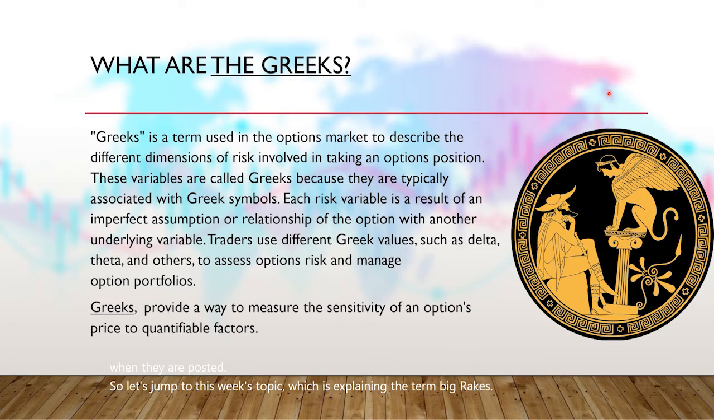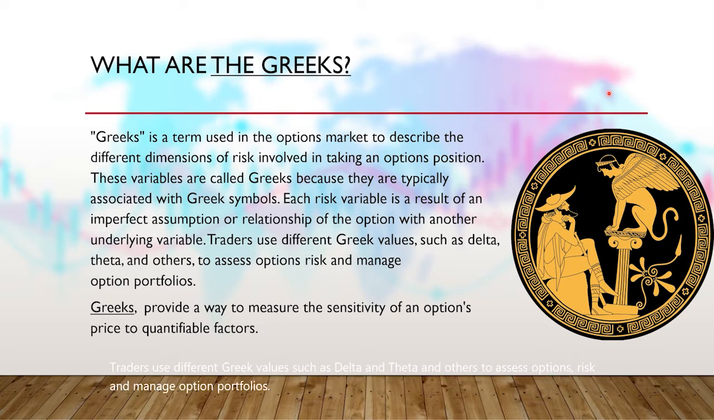Greeks is a term used in the option market to describe the different dimensions of risk involved in taking an option position. These variables are called Greeks because they are typically associated with a Greek symbol. Each risk variable is a result of an imperfect assumption or relationship of the option with another underlying variable. Traders use different Greek values such as delta and theta and others to assess options risk and manage option portfolios.